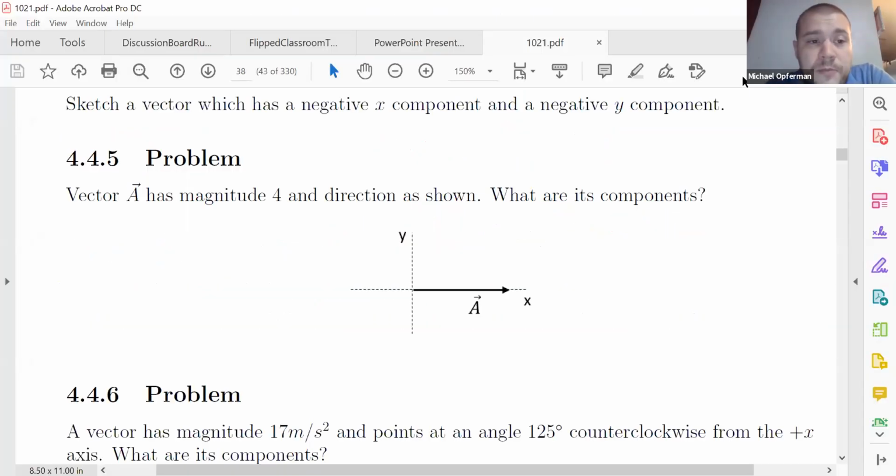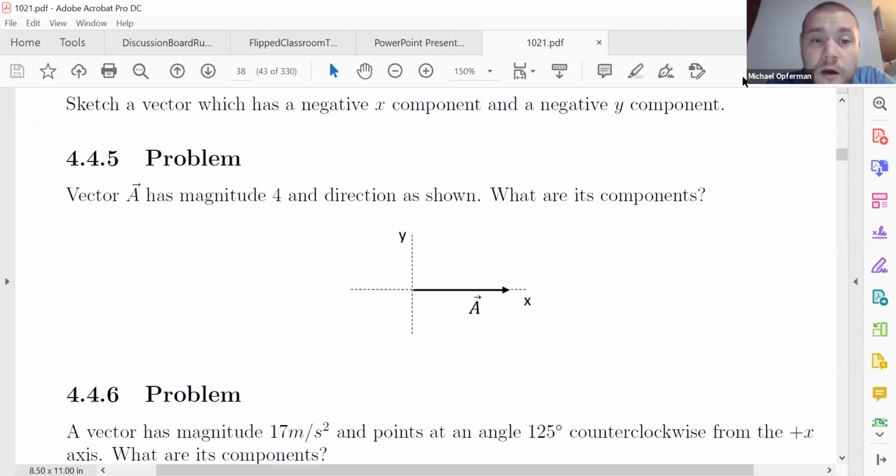There's one other example I wanted to show you. This is just a special case, but it's one that sometimes confuses people, so I wanted to mention it explicitly. This problem that I'm showing on the screen here, 4.4.5, is another problem that asks you to convert from magnitude direction form to component form. We have a vector A that has magnitude 4 and points in the x direction. So what are the components of this vector?